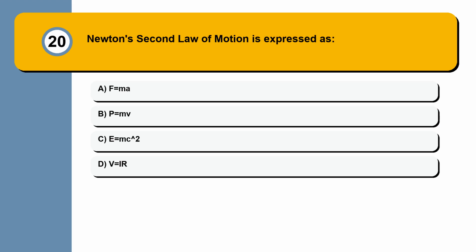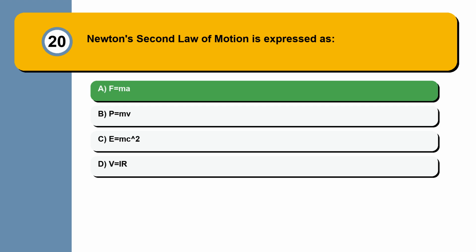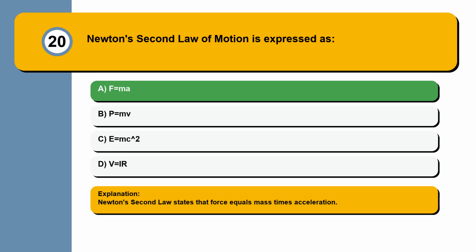Question 20. Newton's second law of motion is expressed as F equals ma, P equals mv, E equals mc², V equals IR. Newton's second law states that force equals mass times acceleration.